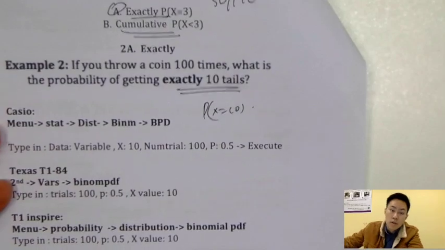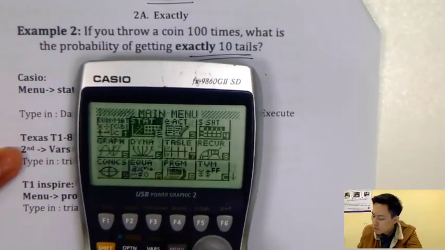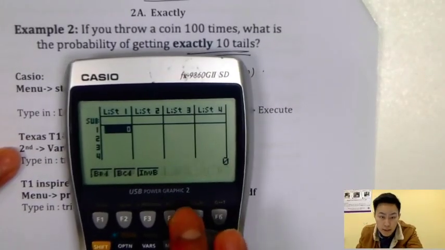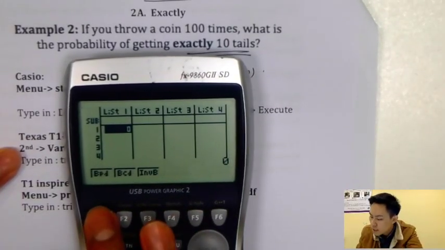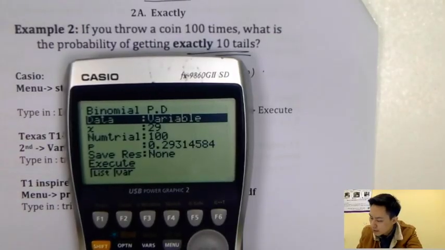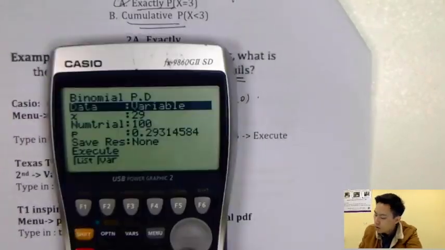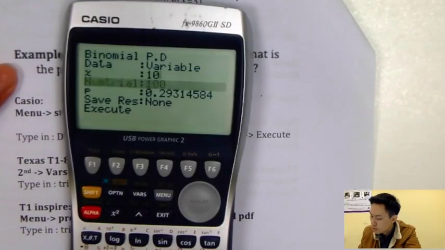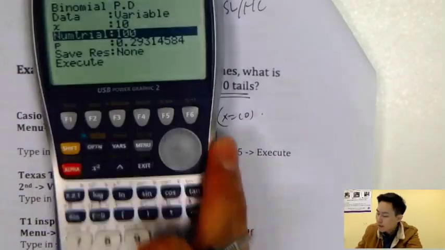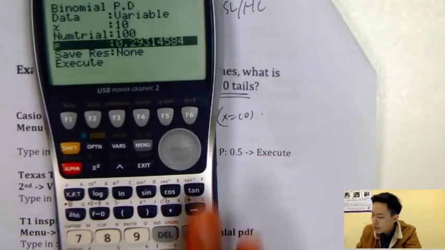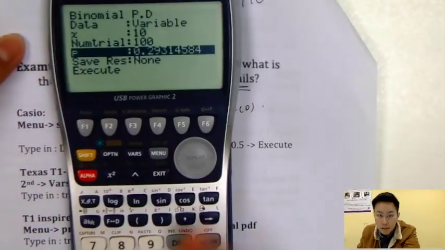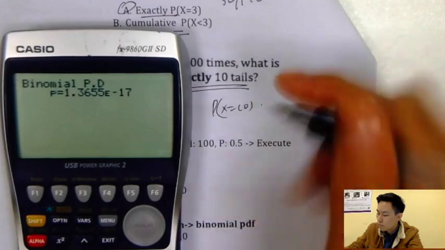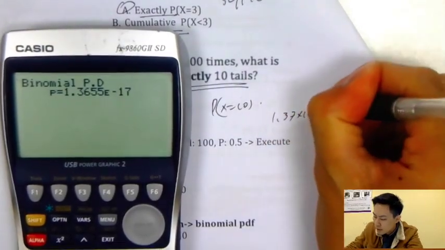So for Casio, how do you do that? Out of 100 times, we go to menu, and then you go to distribution, and then binomial, and then you go BPD. BPD means exactly, okay, so X equals 10, because you want to hit 10 tails, right? The number of trials is 100, and the probability of getting a tail is 0.5, because half. Then enter, and you get the answer, 1.37 times 10 to the power negative 17.